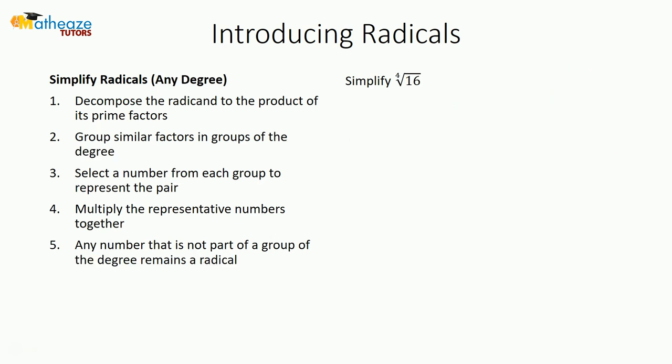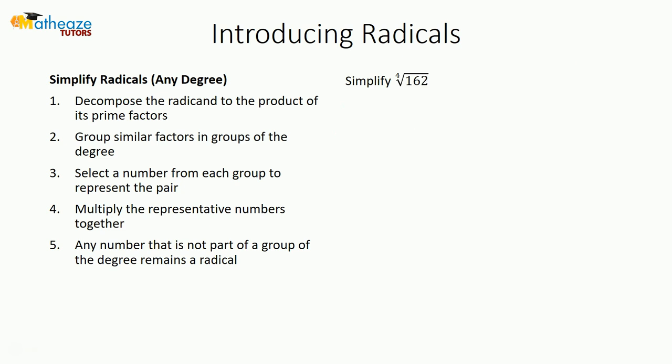What about any degree? When you're dealing with any degree, it's the same method. The only difference is that you create groups based on the degree of the radical that you're dealing with. So look at 16 here, 2 and 8, 2 and 4, and then 2, 2. So 16 is 2 times 2 times 2 times 2. So the fourth root of 16 means that we have to create groups of 4, which is just 2.